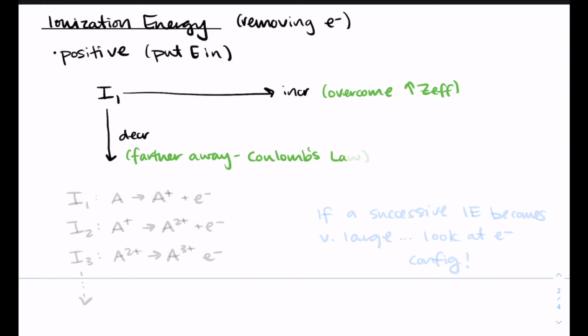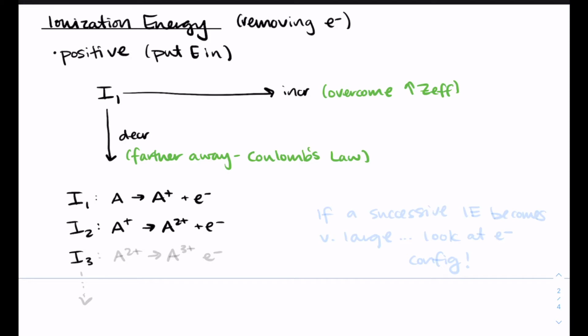Now, from top to bottom, we only have to worry about how far from the nucleus is that electron. And so now we're worried about just the distance portion of Coulomb's law. Farther away means that it's a weaker force that we have to overcome. So the amount of energy we have to put in to remove that electron goes down. Now, this is a trend in first ionization energy. Trends in the other ionization energies aren't universal across the periodic table and will depend on the electron configuration. So this is where you might need to write it.